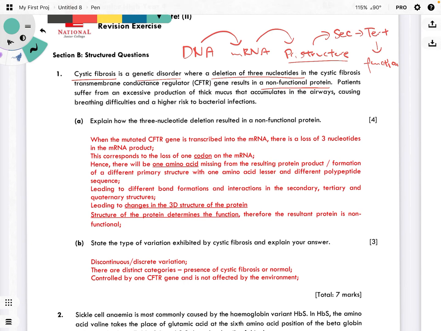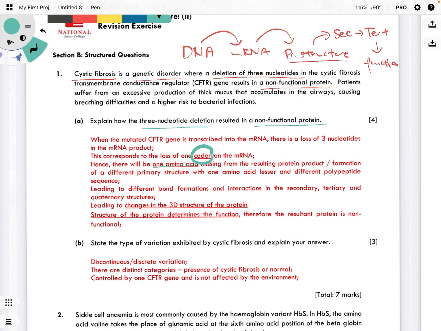When you look at the suggested answer and explain how a 3 nucleotide deletion can result in a non-functional protein, the very first point that's mentioned is that when you lose 3 nucleotides, you actually lose one entire codon on the mRNA. And the loss of a codon results in a corresponding loss of one amino acid when you translate it to its primary structure.